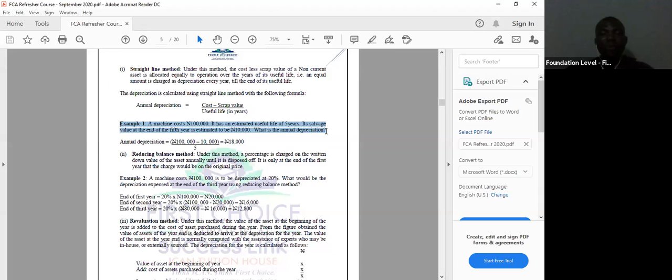What is the annual depreciation? Depreciation is calculated on annual depreciation. So how do you get this? Just look at the formula. Cost. What is our cost? Our cost is 100,000. What is our scrap value? Scrap value is the salvage value, which is 10,000. 100,000 minus 10,000 will give us 90,000.